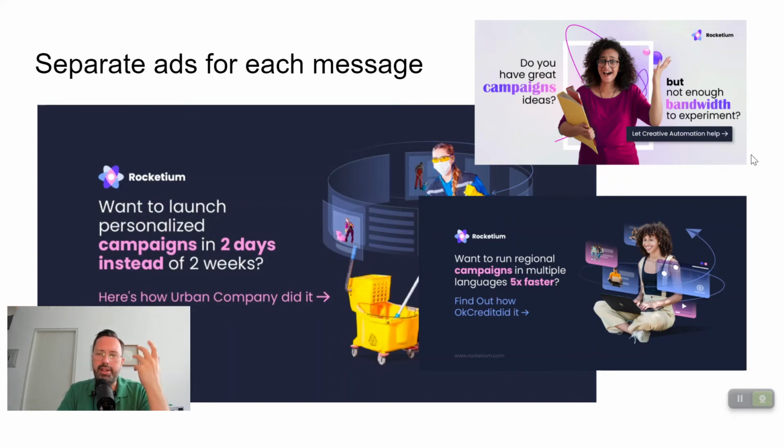And we have another ad that's talking about essentially a different benefit altogether, which is being able to experiment without extending your bandwidth. Less about speed, more about bandwidth limitations, which is great. You're able to collate all of these together into the Rocketium value proposition.